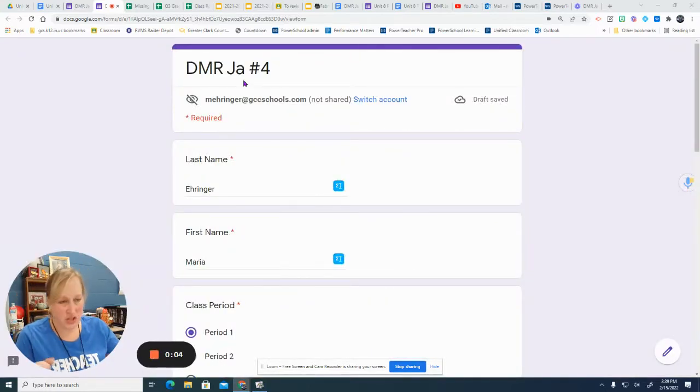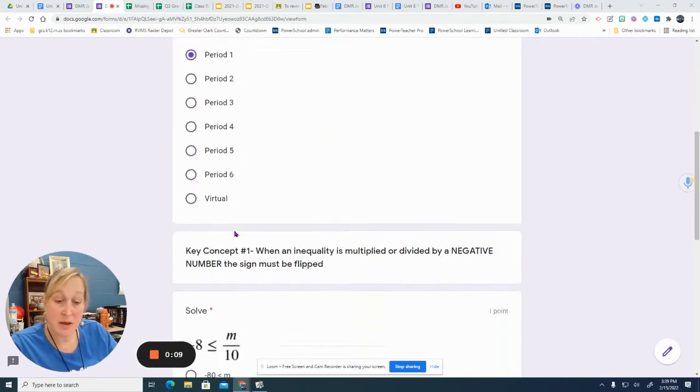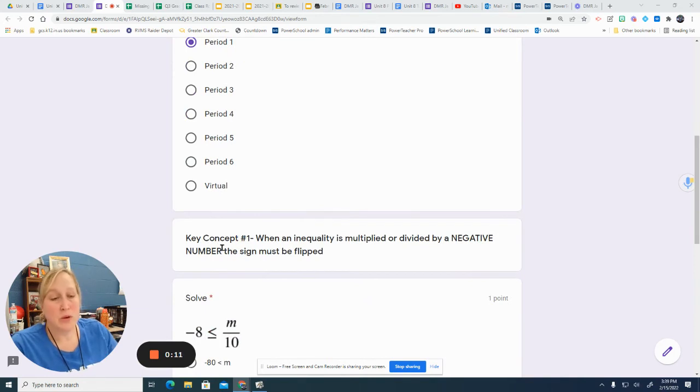We are doing DMR Ja number 4. Make sure you have got your last name and your first name and your class period. We are doing key concept number 1, and we're dealing with inequalities.